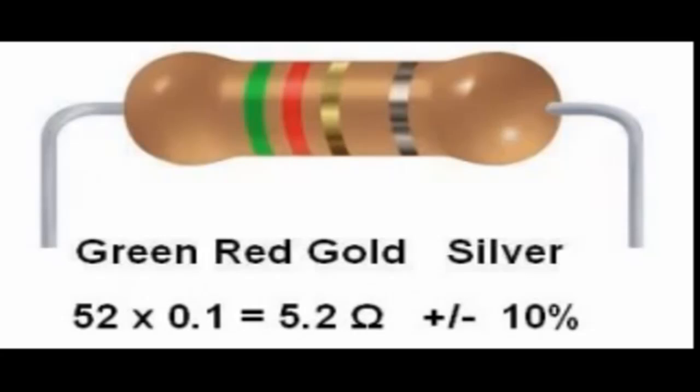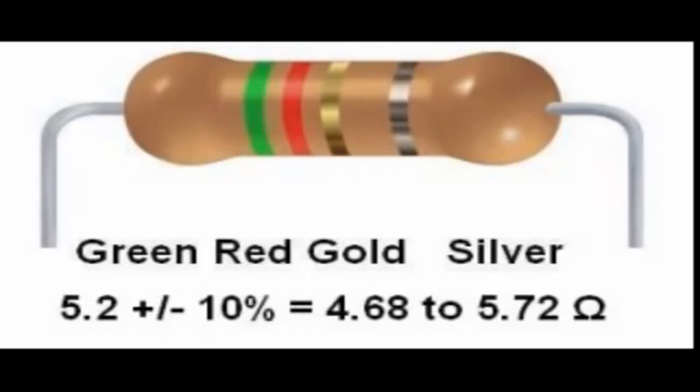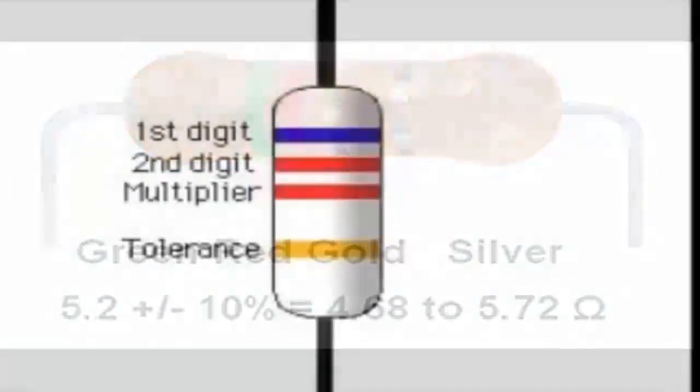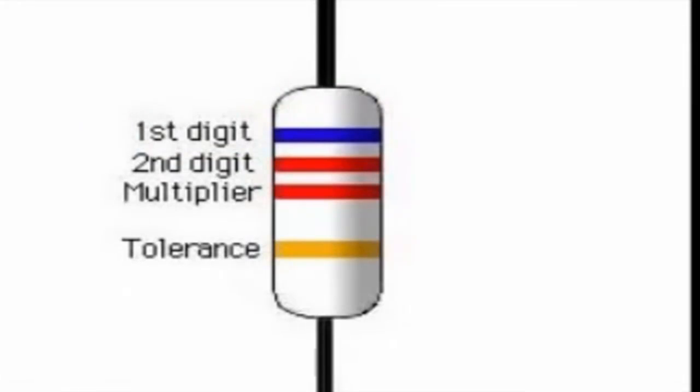The fourth band is silver, so this is 10%. 5.2 plus or minus 10% gives us a range of 4.68 to 5.72 ohms. Therefore, to be called a 5.2 ohm resistor with a tolerance of 10%, the actual value must fall between 4.68 and 5.72 ohms. To review, 4-band resistors consist of 2 color codes representing the first 2 digits of the number, followed by a multiplier, and then the tolerance band.